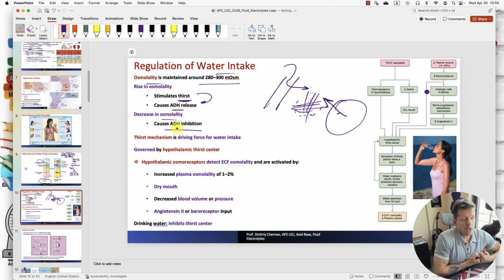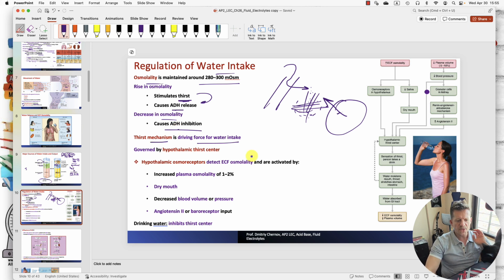Why should I keep the water when there's too much? I would rather release it. So within the hypothalamus, we have osmoreceptors.